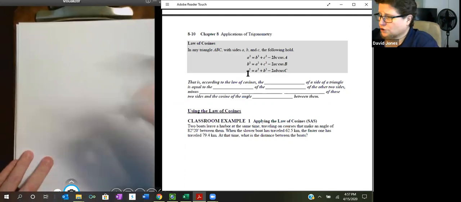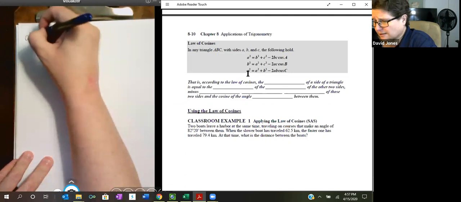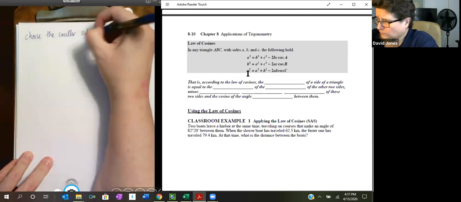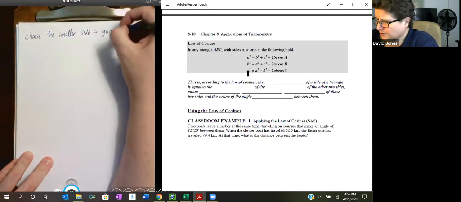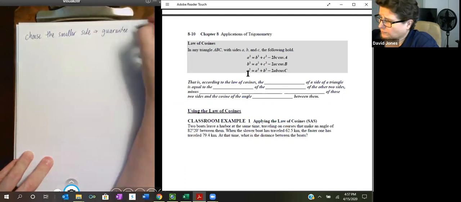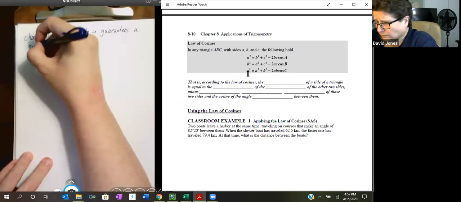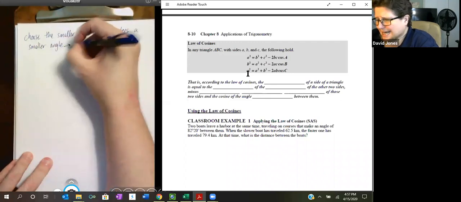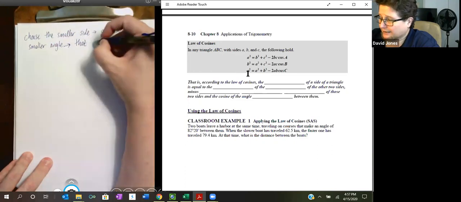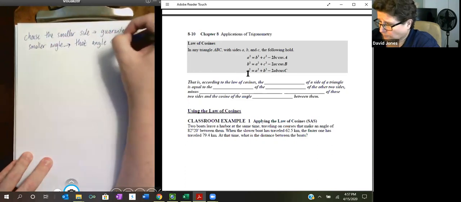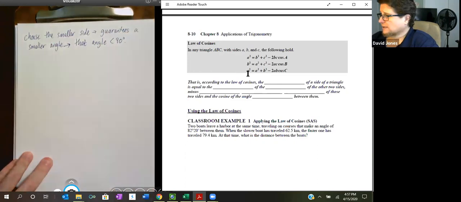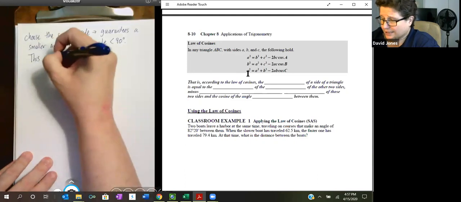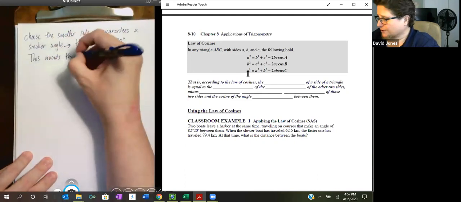So choose the smaller side, which guarantees a smaller angle, which means that angle has to be less than 90. This avoids looking for a second triangle. If we had done the bigger side first, it would have screwed us up.